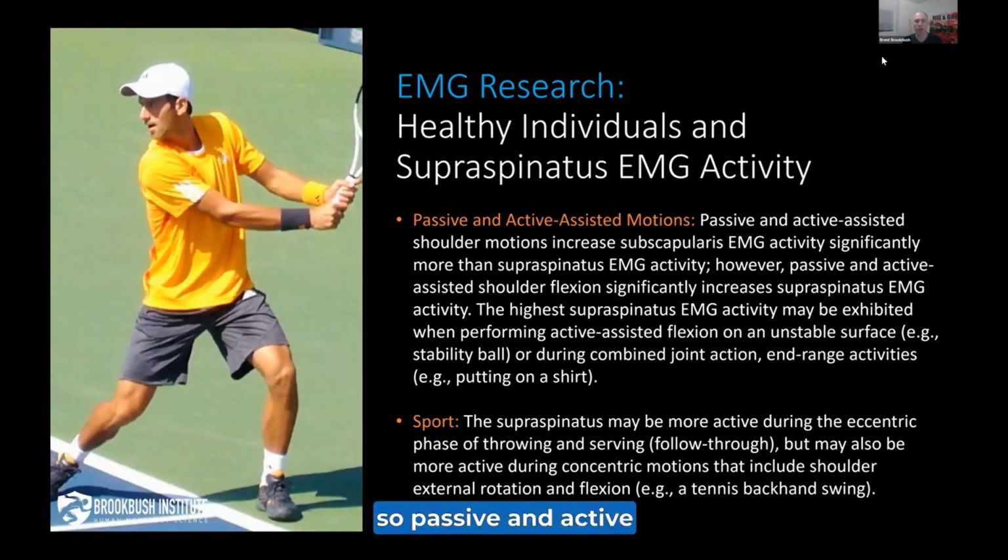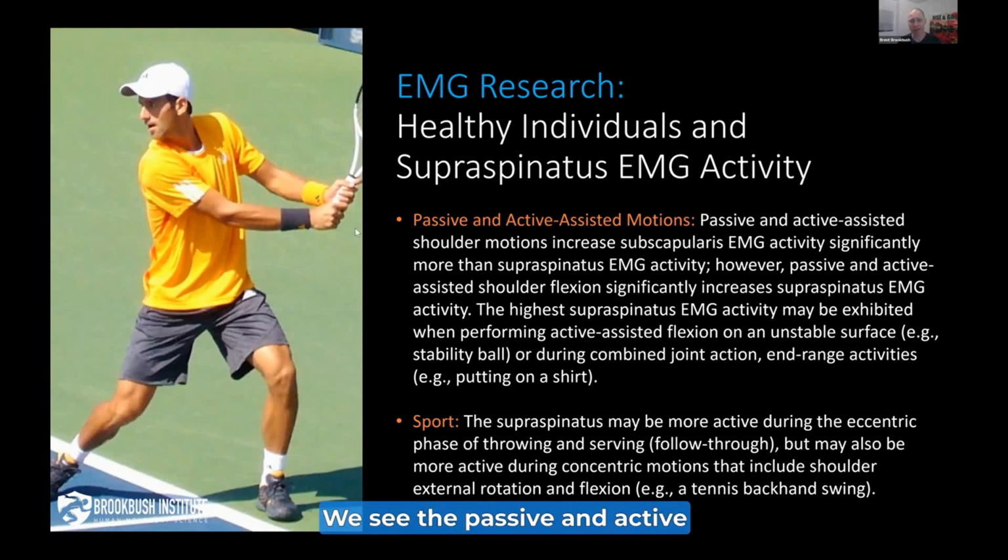All right, so healthy, okay, so passive and active assisted motions. This is probably more important for those of you who are looking at post-surgical patients, because we end up starting with some of those passive motions and active assisted motions. Well, we kind of need to know, depending on what surgical procedure has been done, what passive and active assisted motions are going to result in the most activity, right? Like if we had a supraspinatus tear, we might initially want to stay away from passive and active assisted motions that cause a lot of EMG activity, that could be a little rough, right?